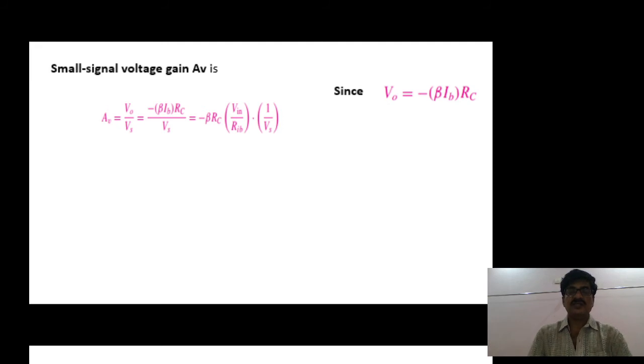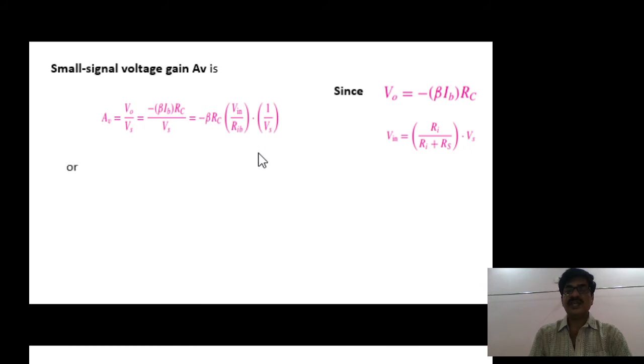If you look at the input side, Vs is the source, Rs is a resistor and Ri is the input resistance. Those two resistors are connected in series with the voltage source Vs. Therefore Vin equals Ri divided by Ri plus Rs, into Vs. If you substitute this equation here, the Vs is cancelled.